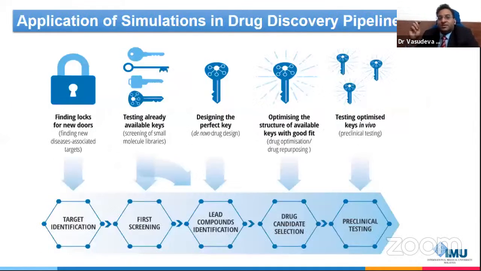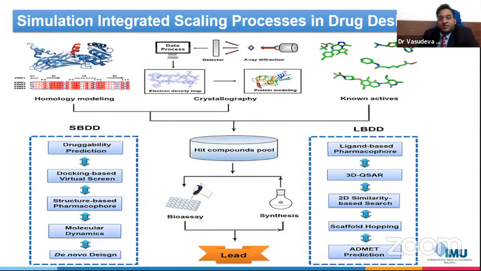Let us discuss. This is just a simple lock and key analogy, where a specific key can only open a specific lock. Based on this, the receptor theories and the selectivity and specificity of compound design were developed. This is how simulation strategies are integrated into the drug discovery process. Basically, the processes are divided into two: one is structure-based drug design, and the other is ligand-based drug design.